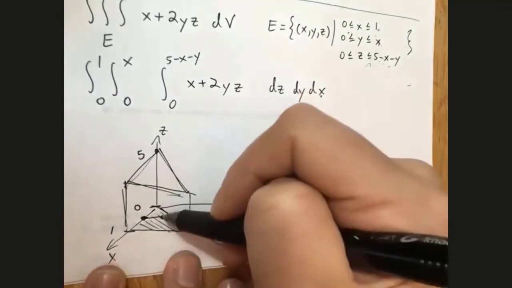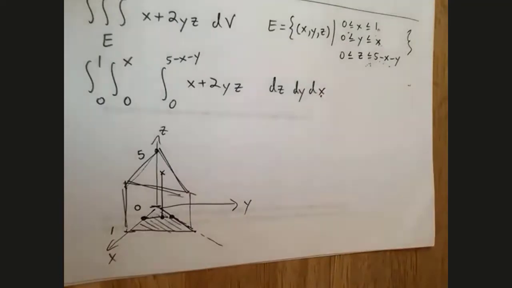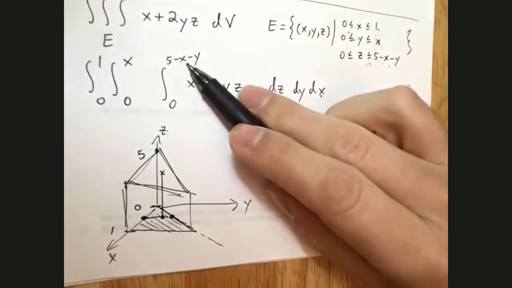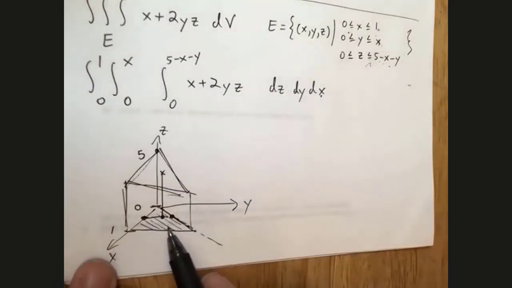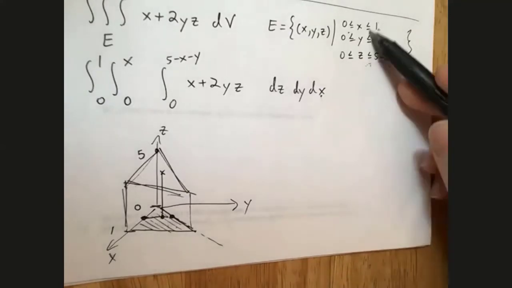So for each fixed x and y, I'm going to integrate in the z direction until I hit this surface. So I'm going to go from 0 up until I get to that height. And this height depends on both x and y, because depending on where I am in here, I have a different height that I have to go. So I can kind of get an idea of what it looks like just by reading these off.